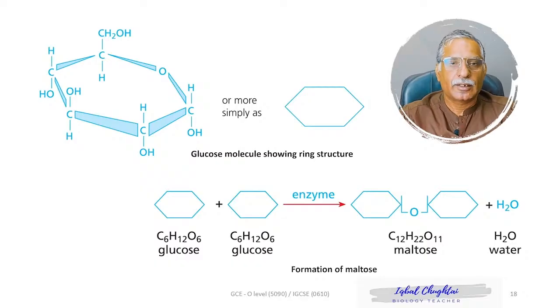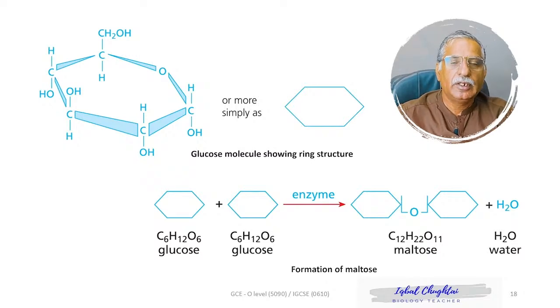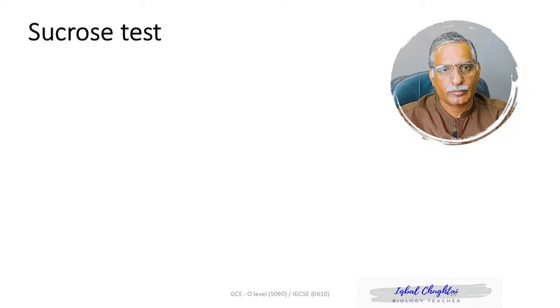Now, among the disaccharides, maltose and lactose are taken as reducing sugars because when they are heated with Benedict reagent, they directly give a positive result. But sucrose is not taken as a reducing sugar, rather it is taken as a non-reducing sugar because when it is directly heated with Benedict reagent, it does not give a positive result. So in order to confirm the presence of sucrose, we need to carry out a test that is known as the non-reducing sugar test or sucrose test.